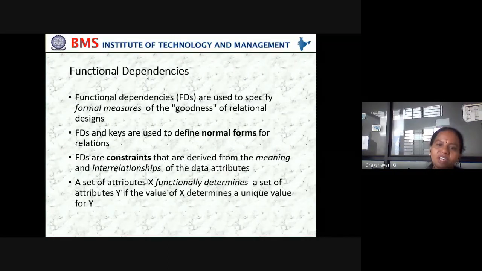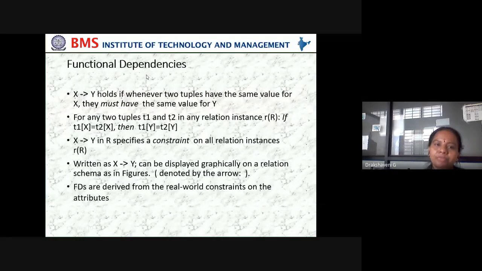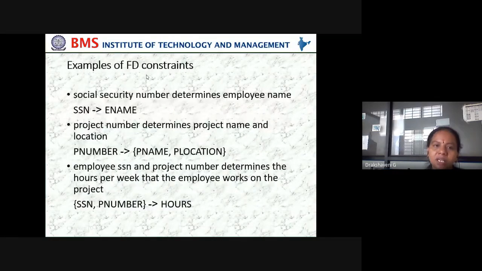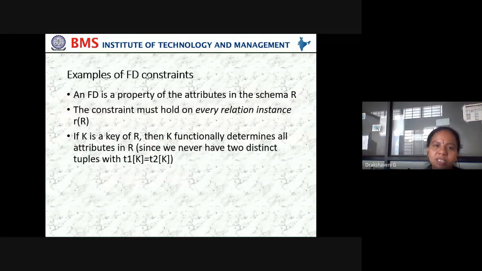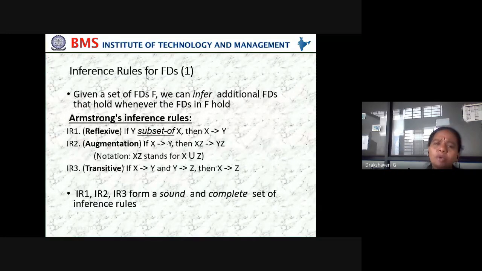Then we have seen what the functional dependencies are. Then we have seen these functional dependency constraints. Then we have seen the inference rules. What is an inference rule? IR1, we say reflexive, augmentation, and transitivity. That's what we have just now seen in the third normal form, it is transitivity. What is reflexive? If Y is a subset of X, then we say X determines Y, X functionally determines Y.